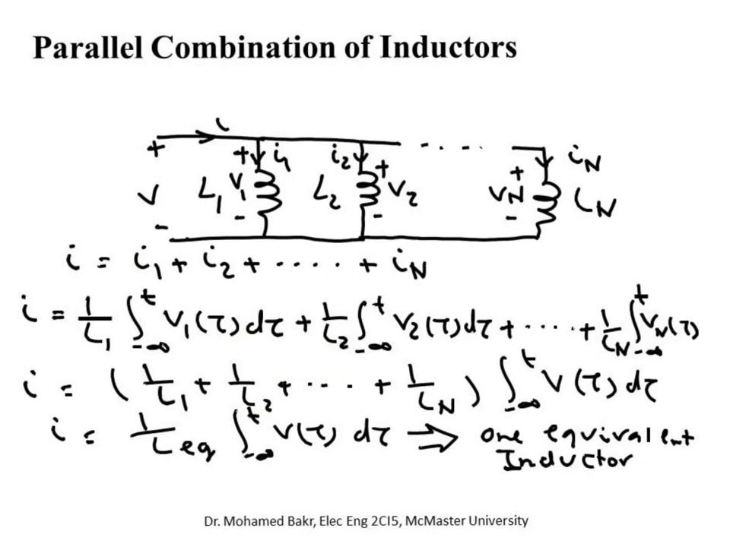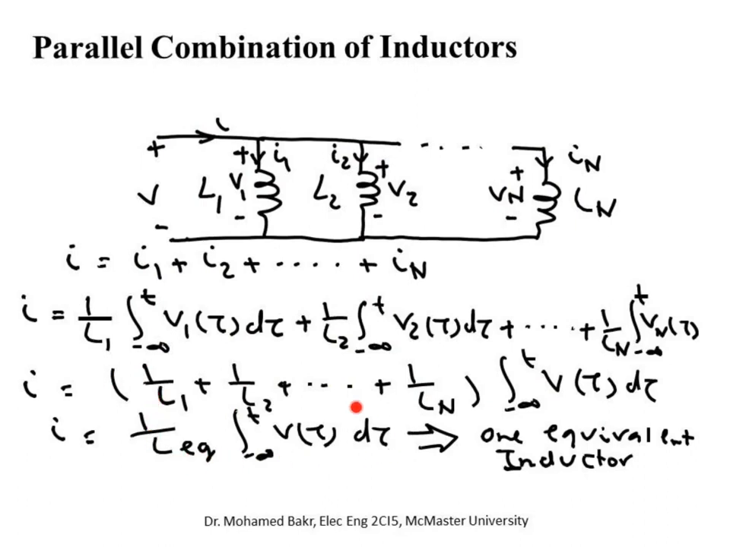But this looks like the expression of the voltage-current relationship of one inductor, because for a single inductor, V is equal to 1 over L multiplied by the integral from minus infinity to t of V of tau d tau. So this whole thing, I can simply replace it by 1 over L equivalent. I replaced 1 over L1 plus 1 over L2 up to 1 over Ln. This is going to give me a number.